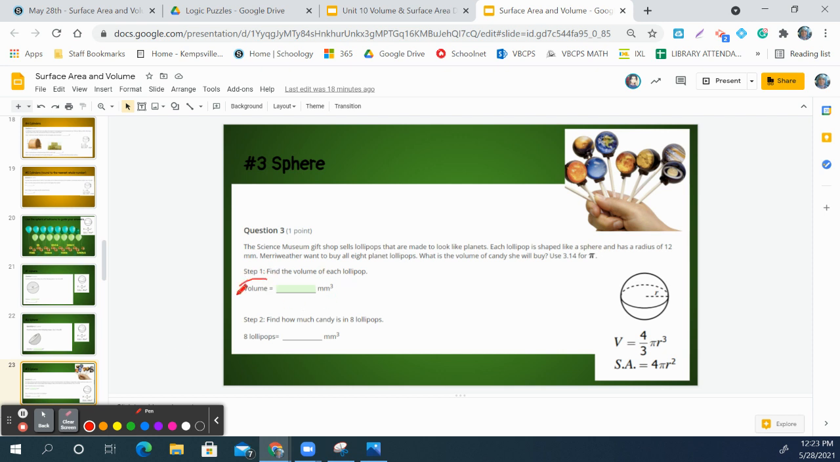So if you find the volume here, you'll just multiply by 8, right? Because they're all the same size.